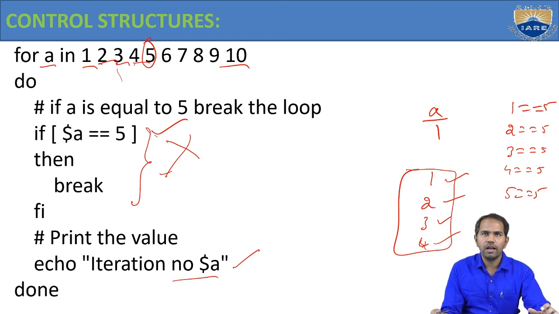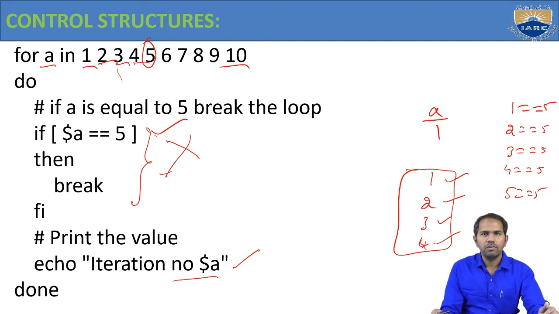So here, taking the first value, I am checking the condition: is that value equal to 5? If it is equal to 5, it has to break the condition. Otherwise, it should print the value. Echo iteration number 1. Next value. Is it equal to 5? No. Then again, it's printing the iteration number.